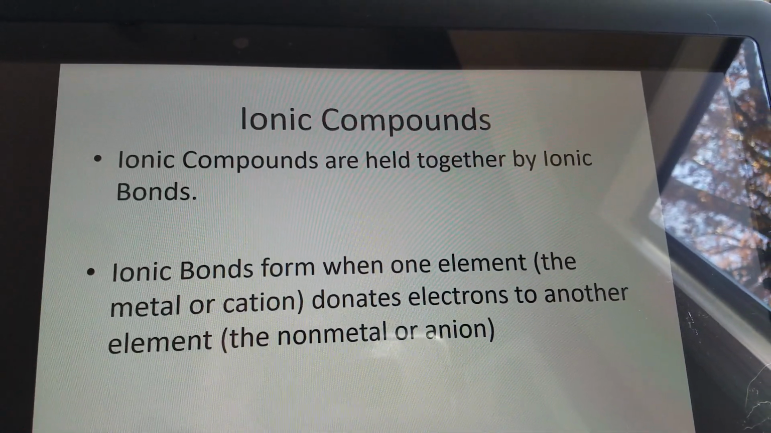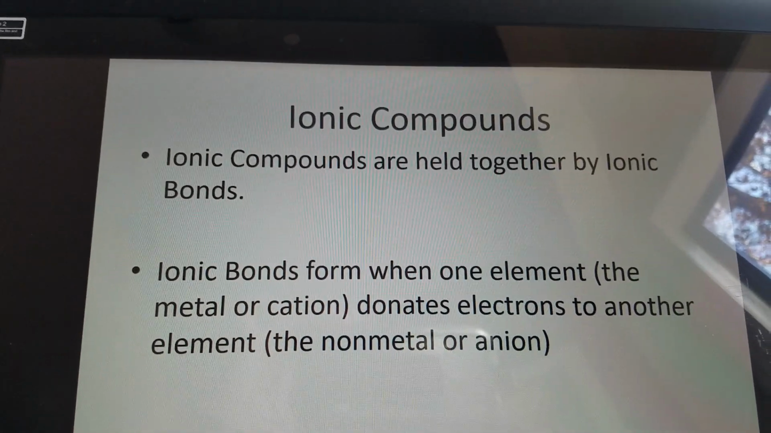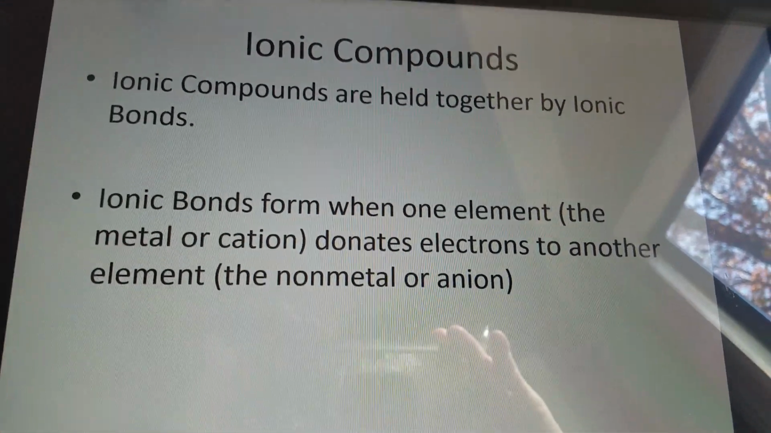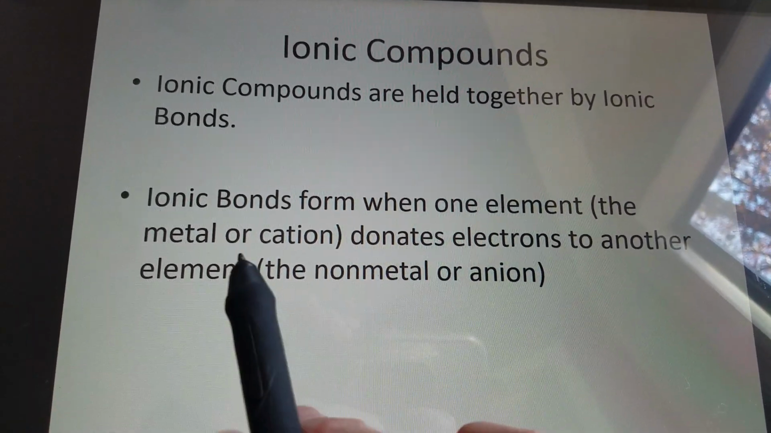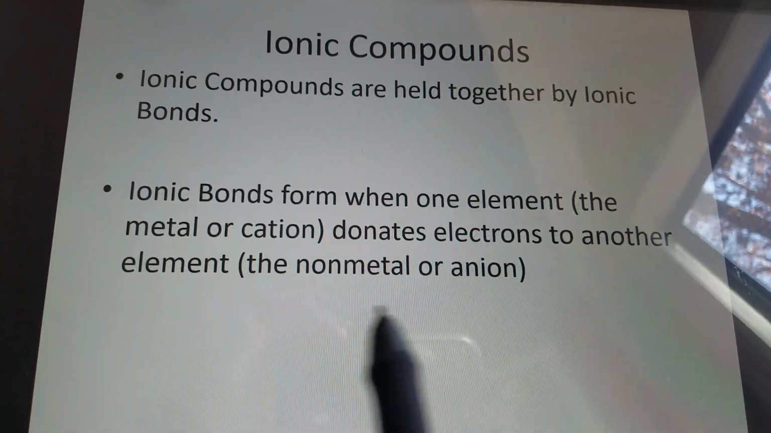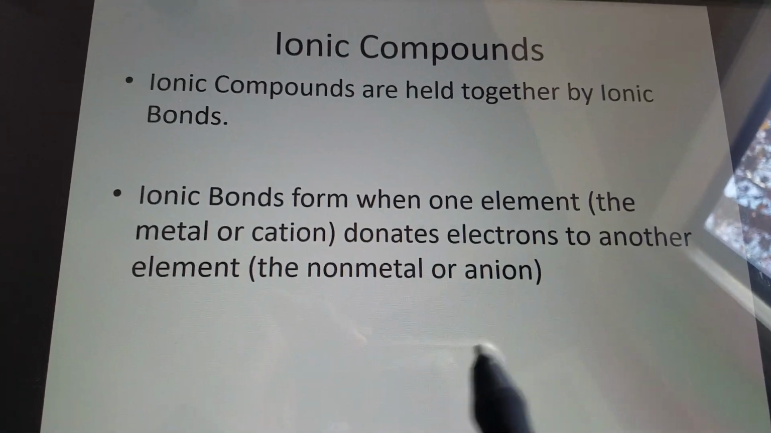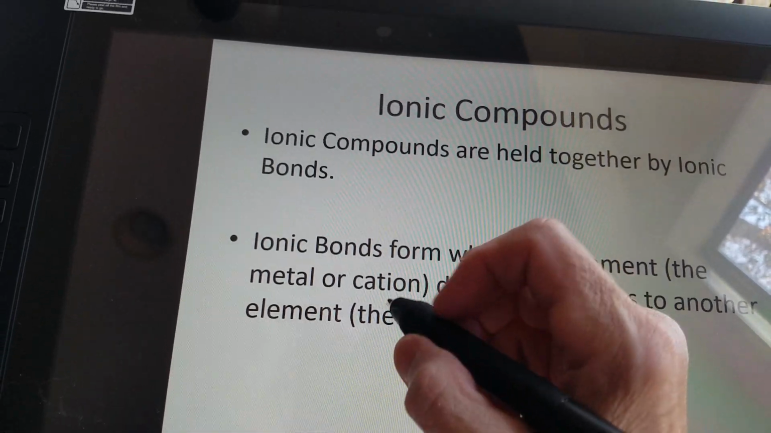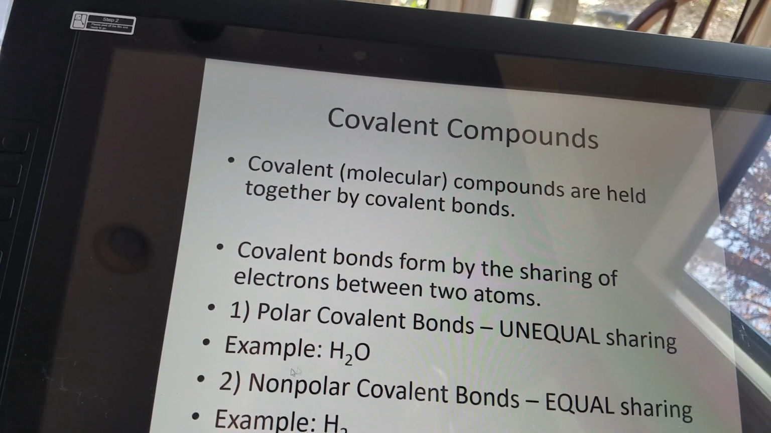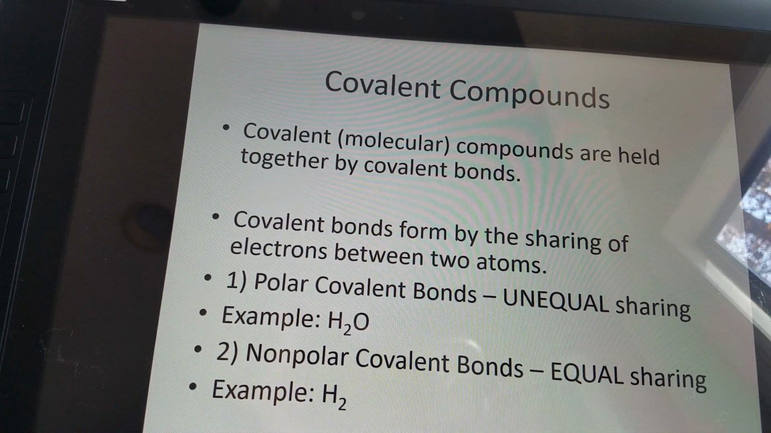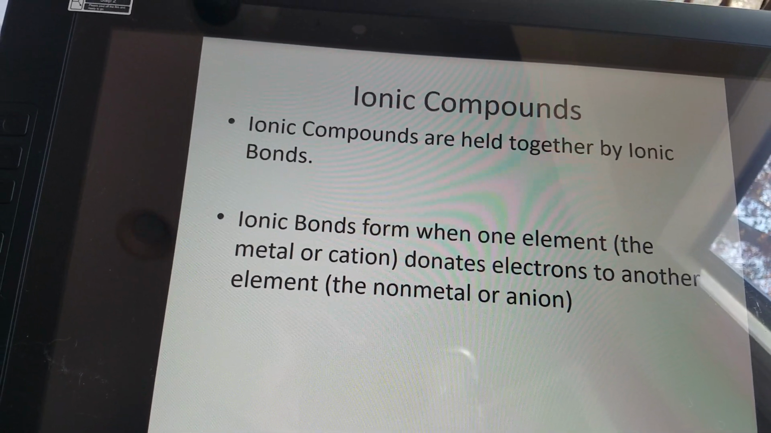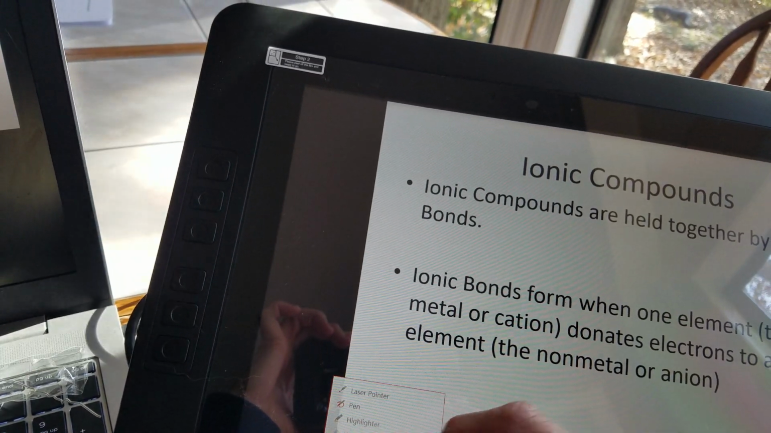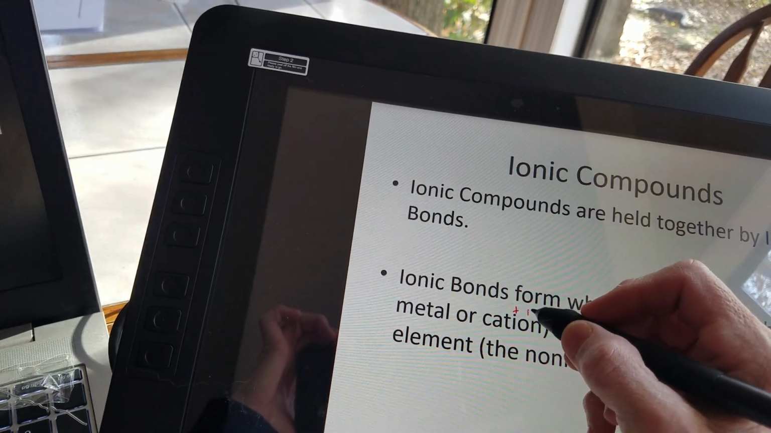When you're looking at ionic compounds, these are held together by a specific kind of force that's called an ionic bond. In these types of bonds, one element, which is the metal, is going to donate electrons to another element, which is the nonmetal. The metal, if it's donating electrons, creates a positive ion, which is referred to as a cation. So that's your positive ion.